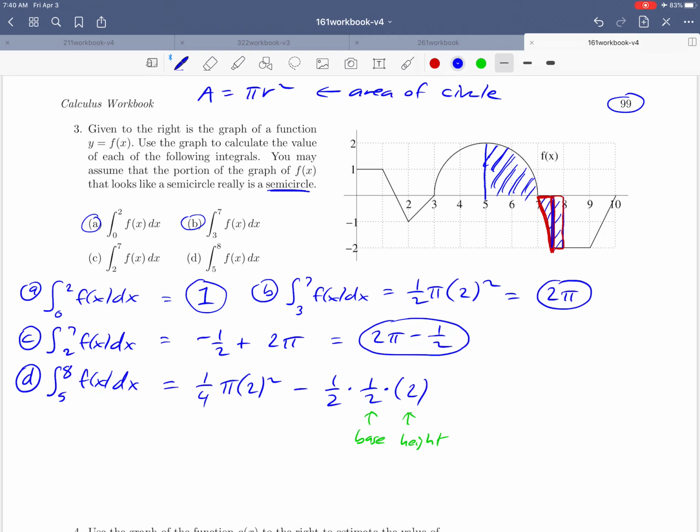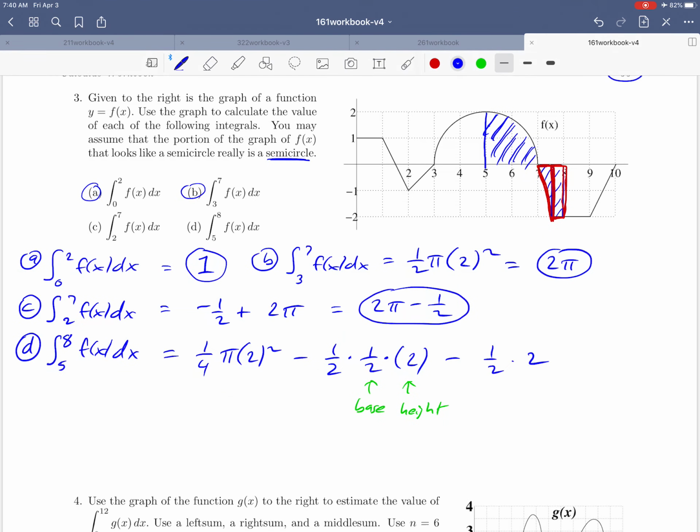And then finally, to finish this, we need to subtract the area of this tall, skinny rectangle between 7.5 and 8. Its area is just going to be its width of 1/2 times its height of 2. Okay, if we put all that together, that should give us our answer. Let's see what that works out to be. So 1/4 of pi times 2 squared, that's just going to be pi. 1/2 times 1/2 times 2, that's going to be a minus 1/2. And then over here on the right, 1/2 times 2 is 1. Put that all together, and it looks like we're going to get pi minus 3/2. And that should be our answer.